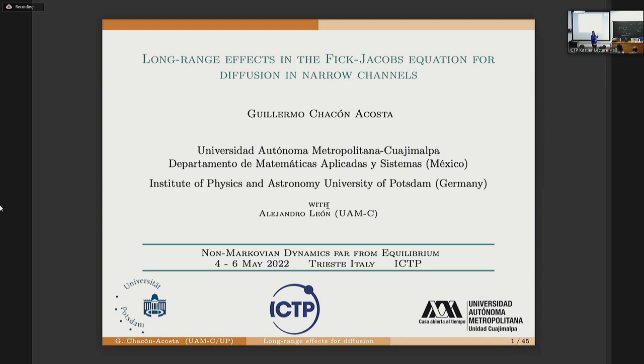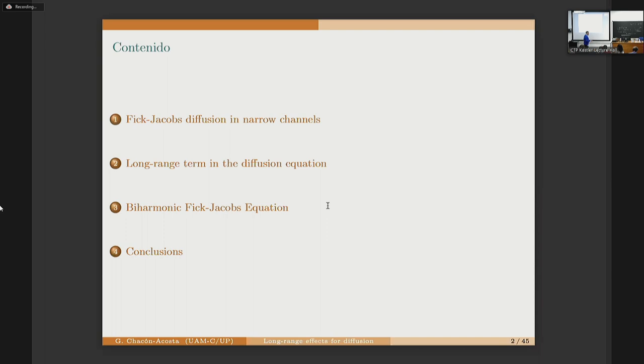I will talk to you about this Fick-Jacobs approach. Then I will motivate some of these long-range effects. What I mean by long-range effects is an extra term in the diffusion equation that goes with the fourth derivative of the concentration, and then we calculate this correction, this extra term, within this Fick-Jacobs approximation, and then some conclusions.